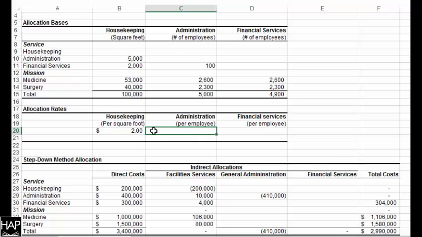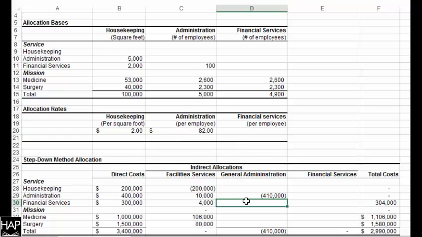So the allocation rate is going to be the amount of the administration. I put a negative sign there to cancel out the negative sign here. And then I'm going to divide that by the number of employees that we're spreading this amount over. So the $410,000 due to administration is going to be spread out over 5,000 employees in financial services, medicine, and surgery. That gives me an allocation rate of $82 per employee.